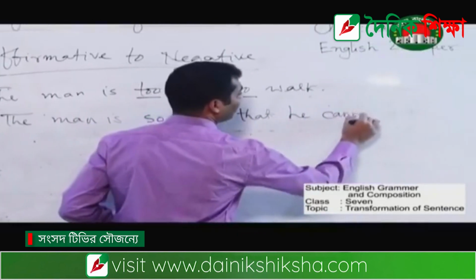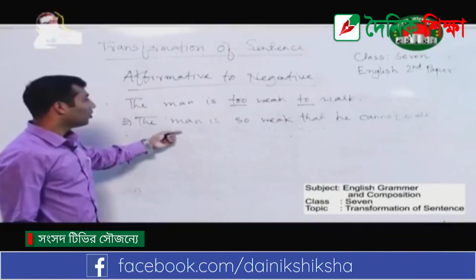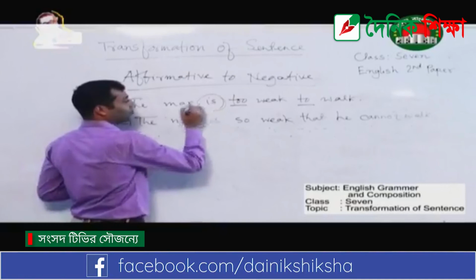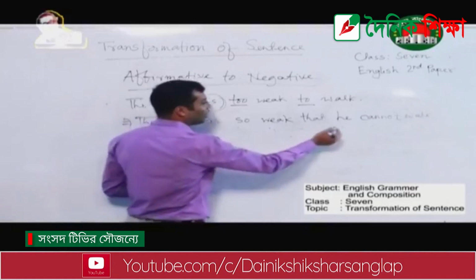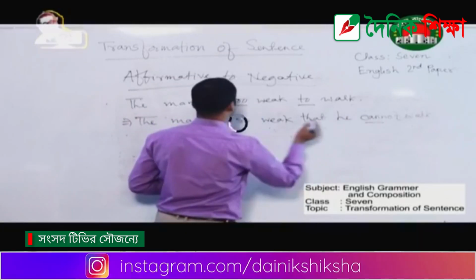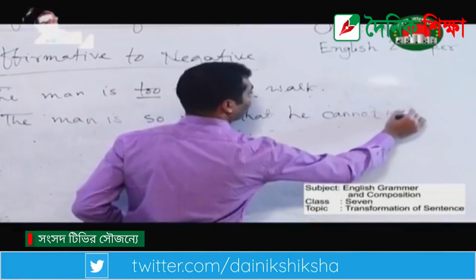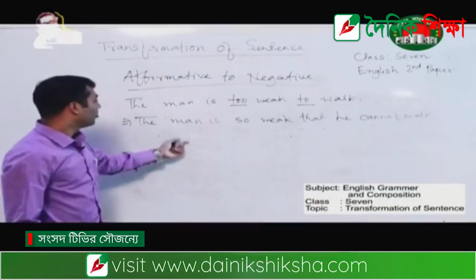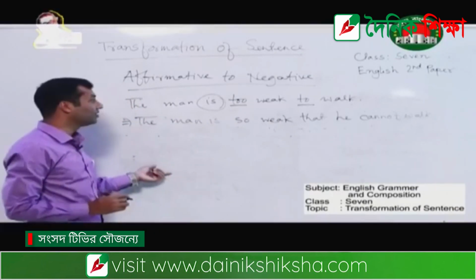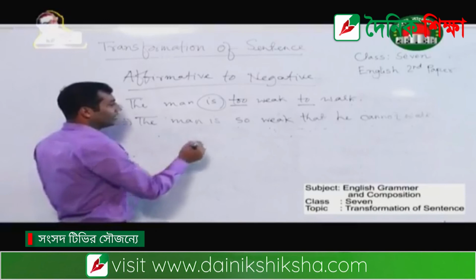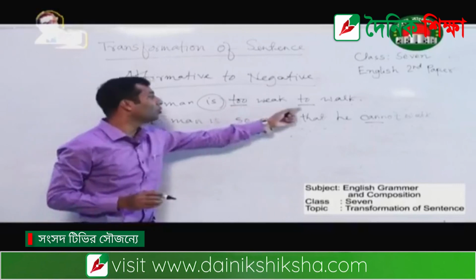Dear students, you must always remember, if the main verb is in past tense, then it will become could not. For example, if it was like this, the man was too weak to work, then it is so weak that he cannot work.